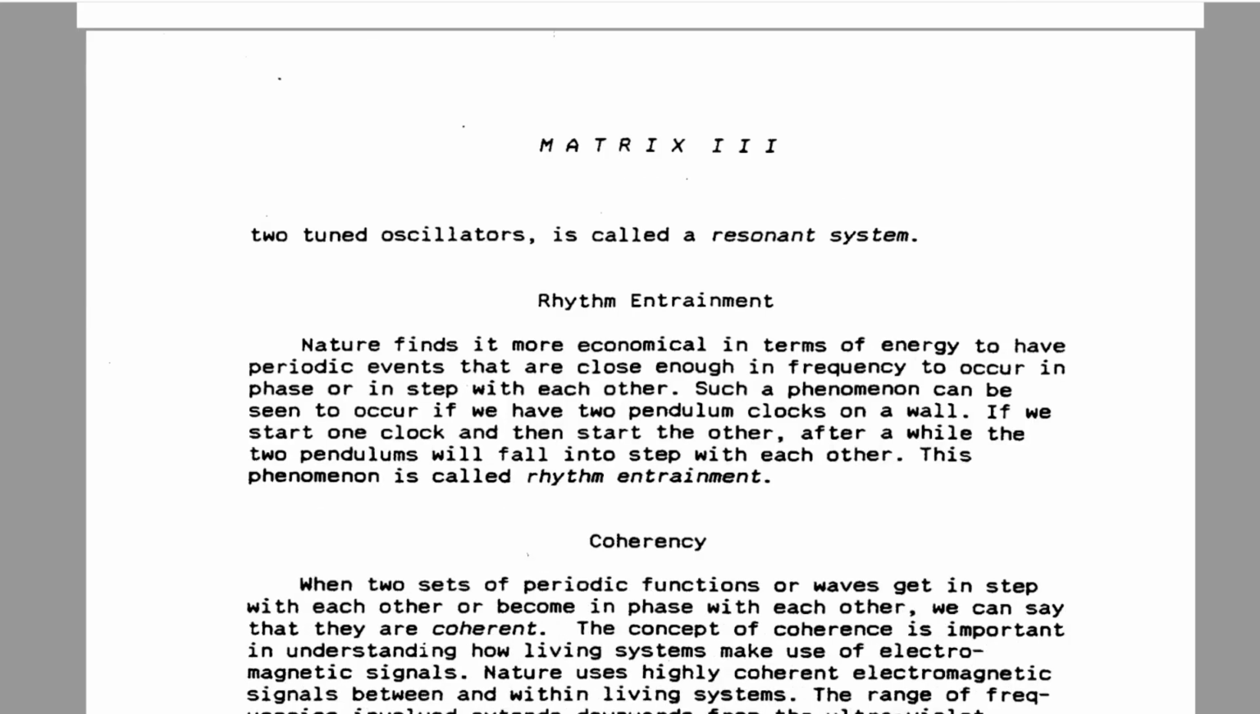Rhythm entrainment. Nature finds it more economical in terms of energy to have periodic events that are close enough in frequency to occur in phase or in step with each other. Such a phenomenon can be seen to occur if we have two pendulum clocks on a wall. If we start one clock and then start the other, after a while the two pendulums will fall into step with one another. This phenomenon is called rhythm entrainment.